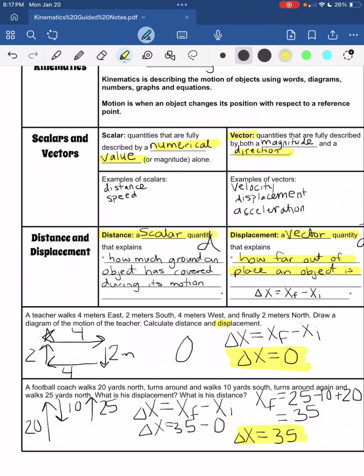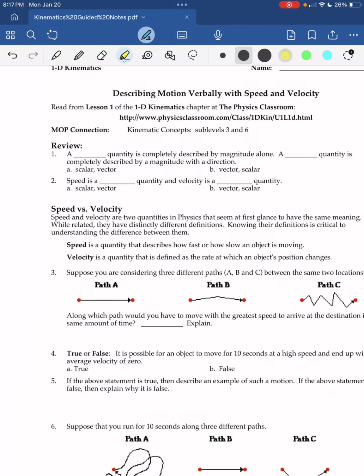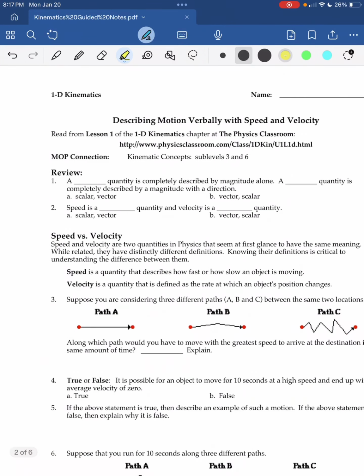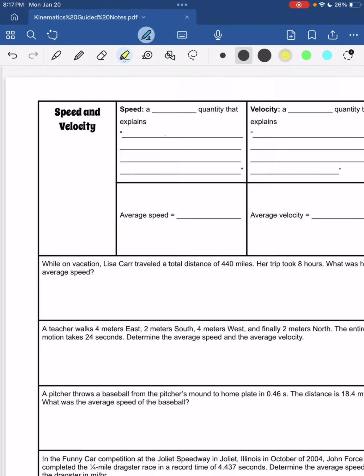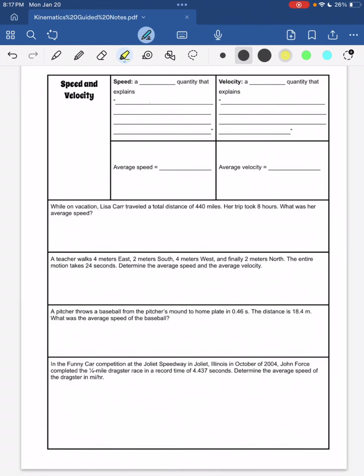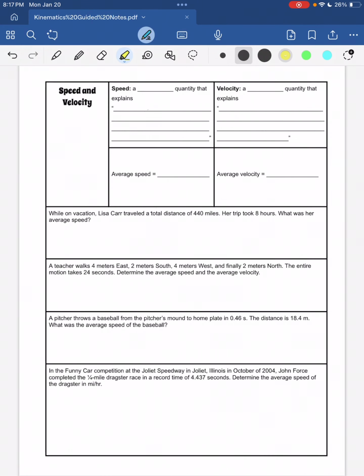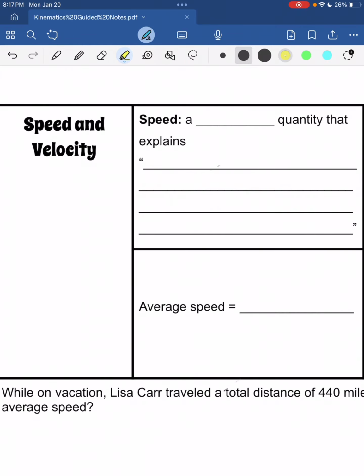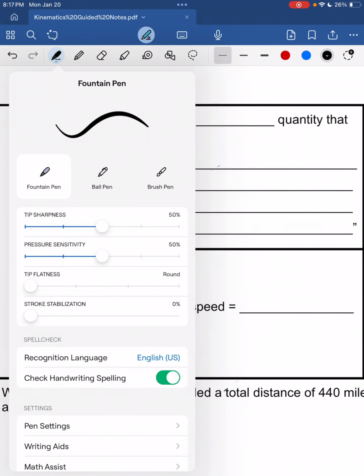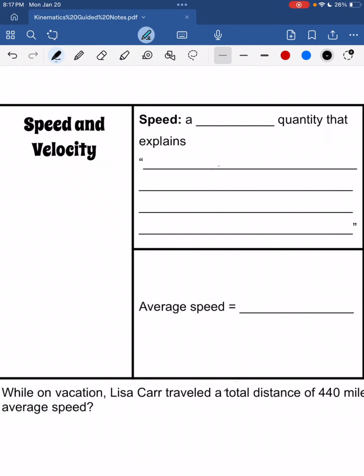So now let's flip to this page right here, speed and velocity. I'm sorry, I have to zoom in because my good pen has broken and I'm having to use a larger one.